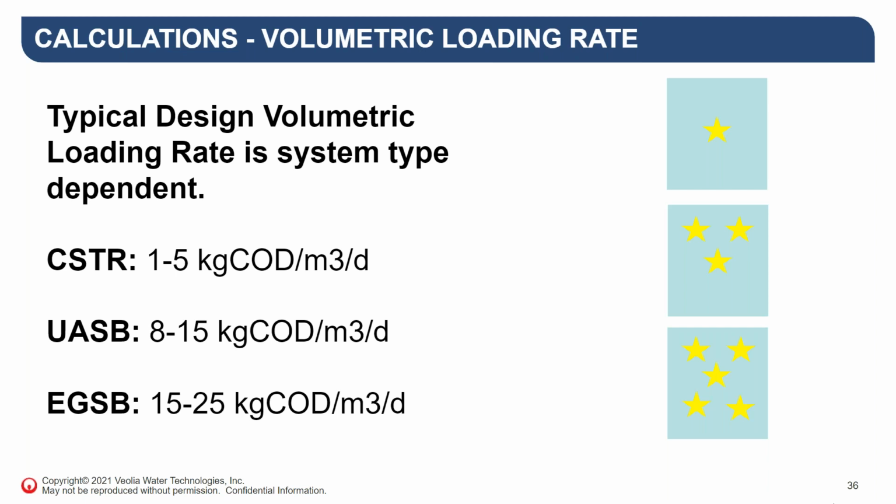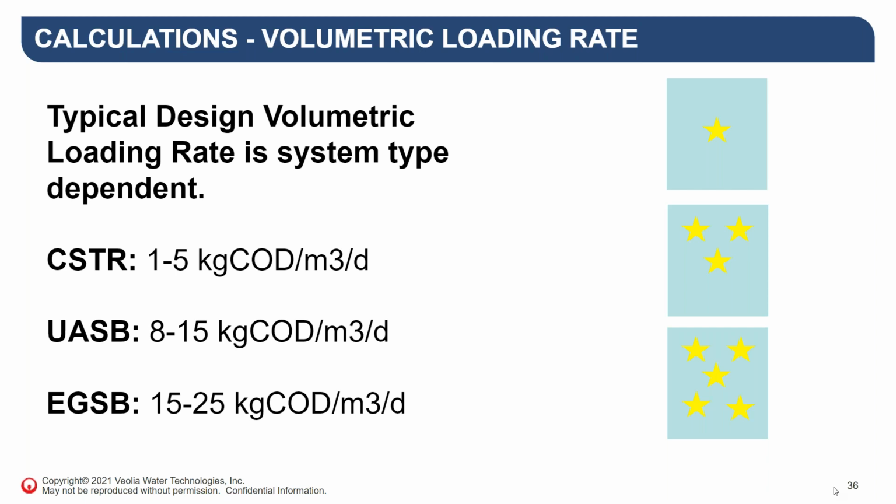And that's sort of shown in that top picture where you have 1 star in that square box, which represents a given volume. In a UASB high rate system, you're going to have 8 to 15 kilograms of COD per cubic meter of digester volume per day. And look at the middle square there. You have 3 stars in that same volume. So you have more in a given volume. In the EGSB high rate systems, you're looking more at 15 to 25 kilograms of COD per cubic meter of digester volume per day. And that's represented in the third and bottom square there.